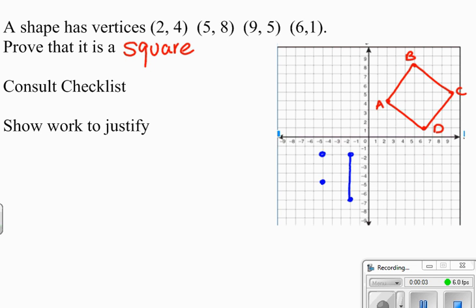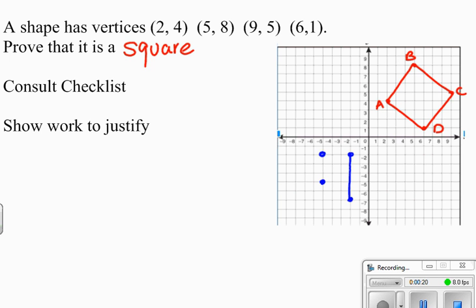Right, so I told you that this is a square. I've graphed it for you. Now you need to algebraically prove that it is a square. So on your checklist, a square tells you that you need 4 congruent sides. We're going to have to show that either using the distance formula or Pythagorean theorem.